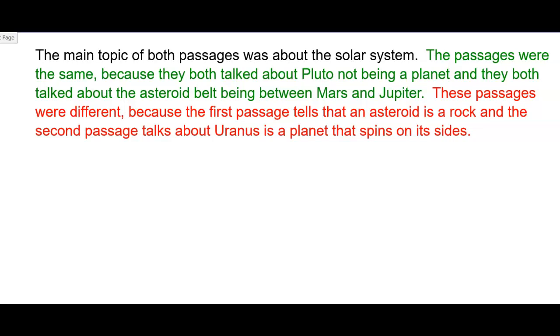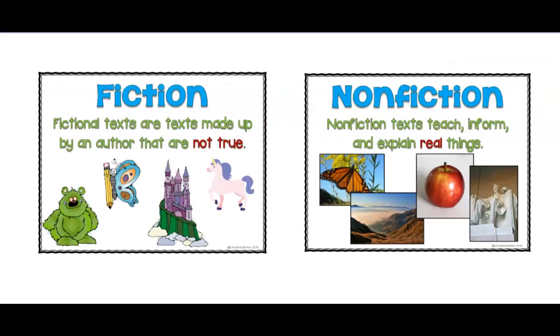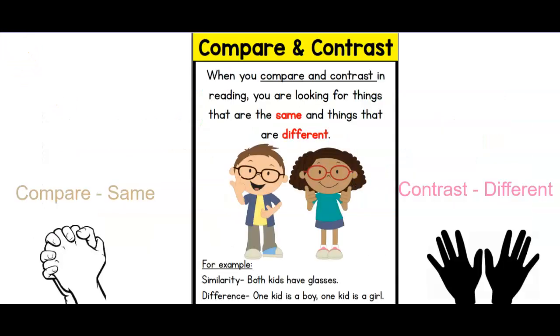Did you pick out the same details that I used? If not, that's okay, as long as you use the information from the Venn diagram to compare and contrast the passages. Now let's review what we've learned today. We've learned that fictional texts are texts made up by an author that are not true, and nonfiction texts teach information and explain real things. We learned that compare means to tell how things are the same, and contrast means to tell how things are different.